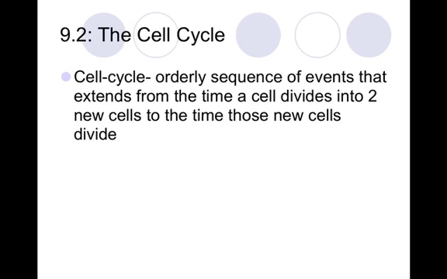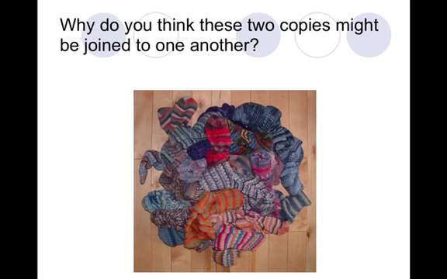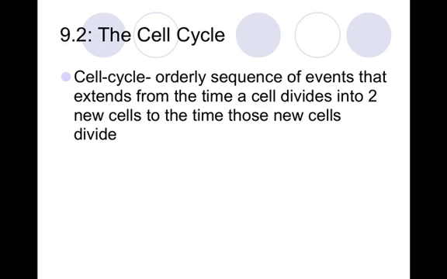So let's talk a little bit about the cell cycle. The cell cycle is the sequence of events of a cell's life. It is from the time that a cell divides into two new cells to the time where those two new cells divide. So the cell cycle is the whole gamut of the life of the cell and the division of the cell, and then it goes back to the life of the cells.